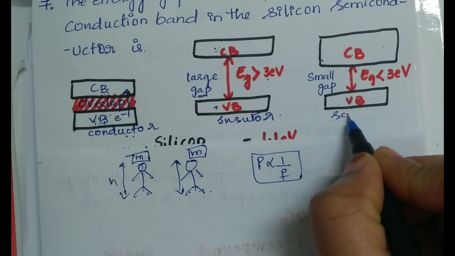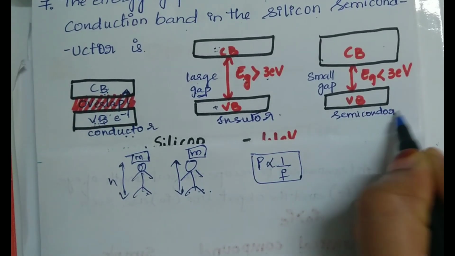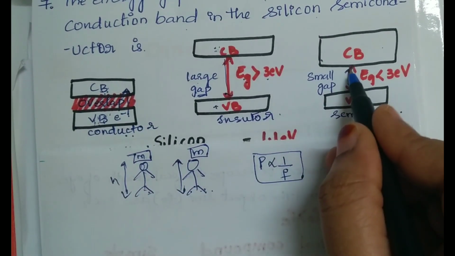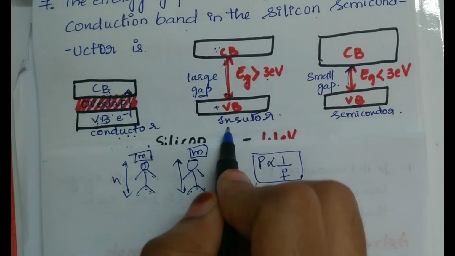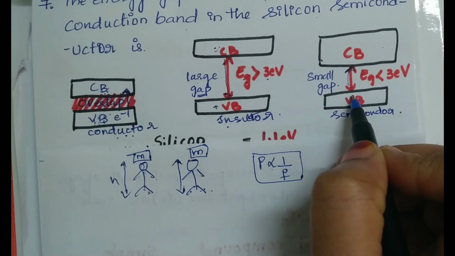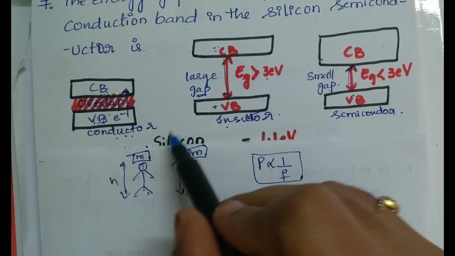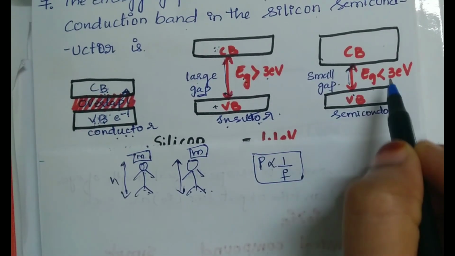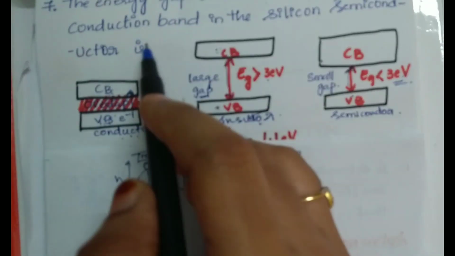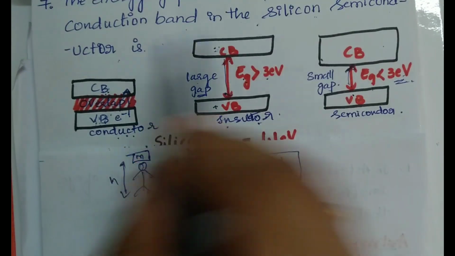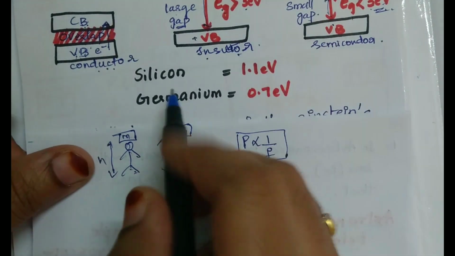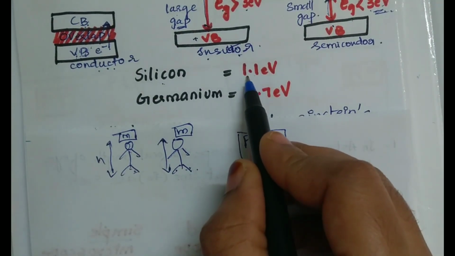Then we have the semiconductors. In case of semiconductors, you can see here there is no gap, and here there is a large gap. This is a very small gap, intermediate between conductors and insulators. So we can say semiconductors have an energy gap intermediate between conductors and insulators, that is less than 3 electron volt. So that is your answer: the energy gap between valence and conduction band in a silicon semiconductor is less than 3 electron volt.